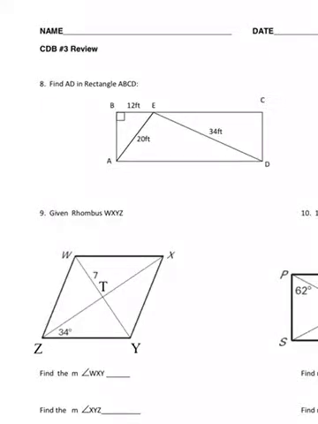All right, moving on to page 3. Find AD in the rectangle ABCD. So it's a rectangle. We need to find that.